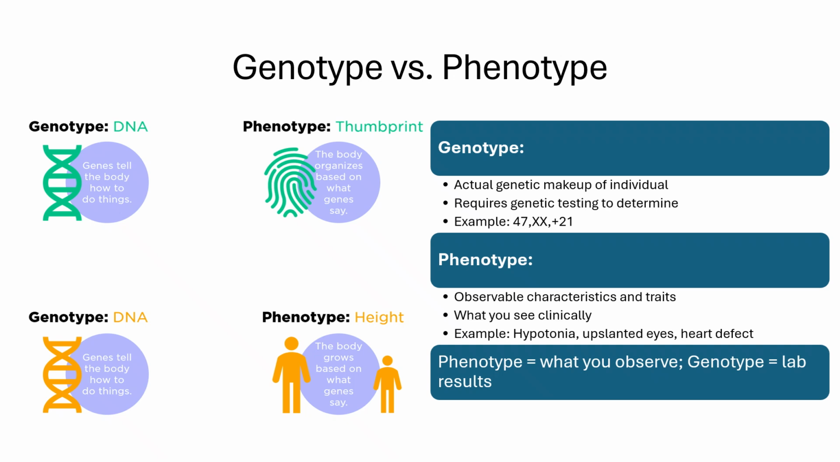When admitting an infant with hypotonia, single palmar creases, and protruding tongue, we recognize the phenotypic patterns suggesting Down syndrome. However, confirming the diagnosis requires genetic testing to identify the specific genotype, whether standard trisomy 21, mosaic form, or translocation. This distinction matters for recurrence risk counseling and identifying which parent might carry a balanced translocation. Remember, phenotype equals what you observe at the bedside, genotype equals what the laboratory reports. Both pieces complete the diagnostic puzzle.